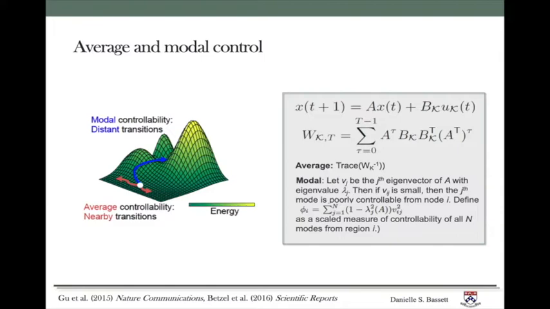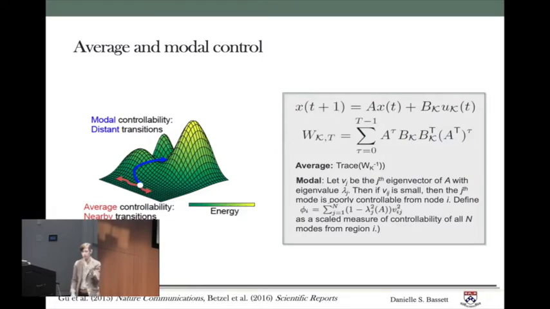Here, to derive what the actual definitions are, we still have to write down that simple linear model that we had up front and the t-steps controllability Gramian. The average controllability is then given by the trace of the inverse of the Gramian, where k is just one region that we're perturbing at a time. So you can ask whether a single region has the capacity to enact average controllability well or not. And then the modal controllability you can actually derive from the eigenvalues and eigenvectors of the adjacency matrix.